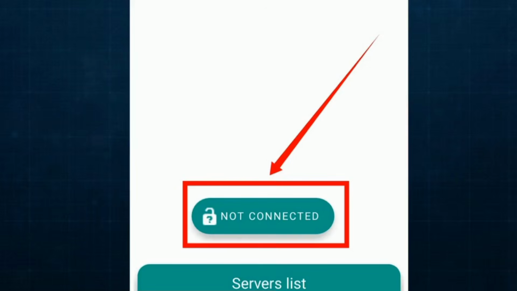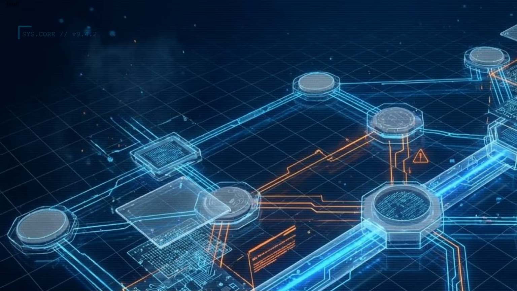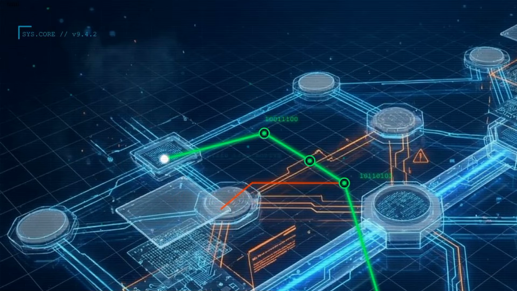With your parameters set, tap the large Not Connected button to initiate the primary connection sequence. Utilizing the automated routing algorithm ensures you are placed on the fastest available node. This prevents bottlenecks and ensures the most responsive encryption path is used for your data.